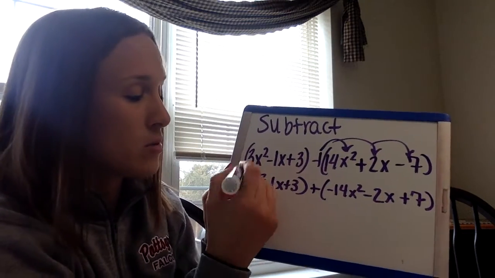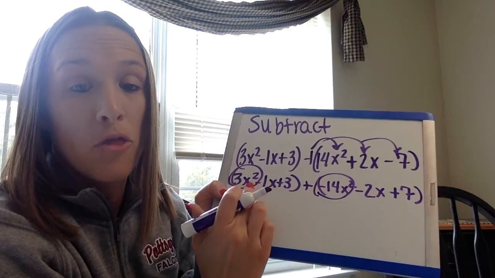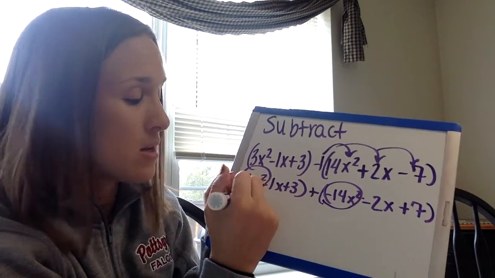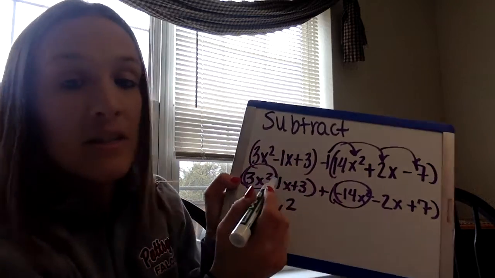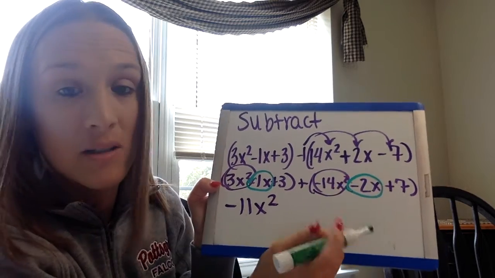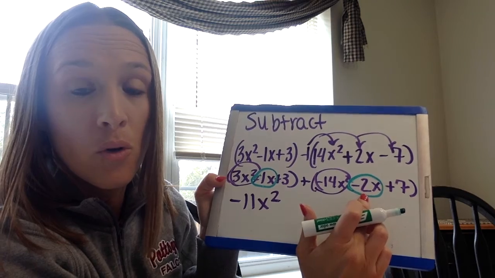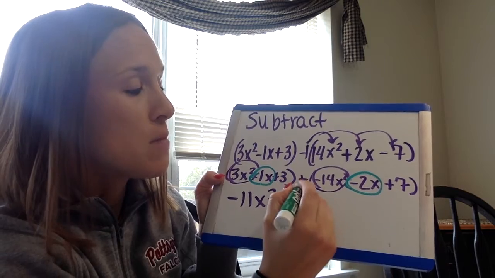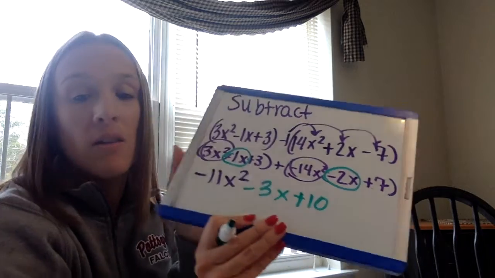Okay, now combine like terms. 3x squared goes with the -14x squared. So 3 minus 14 is -11. -11x squared. Now this is a -1x. So -1x goes with -2x. What's -1 minus 2? -3x. And then it's 3 plus 7. So that's plus 10. There's your final answer.